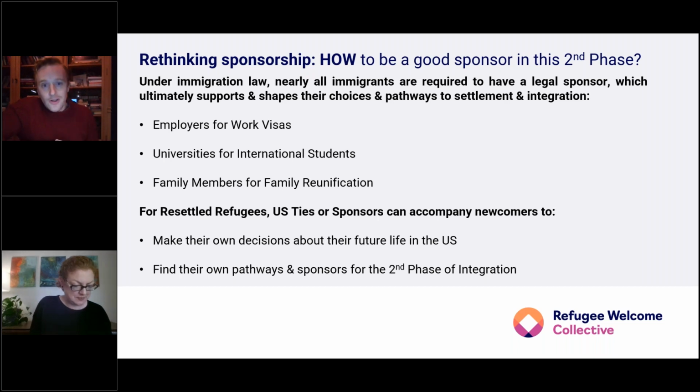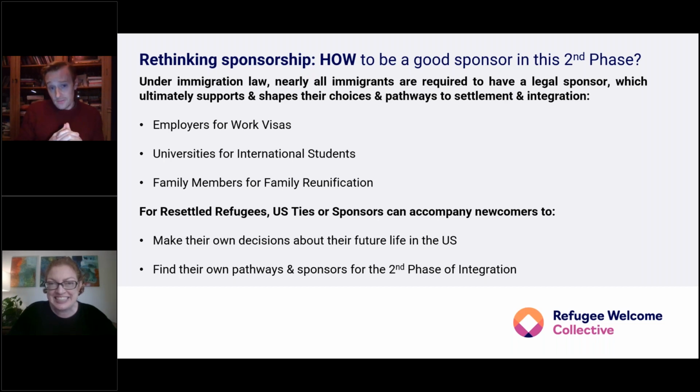If you go to a university as an international student, you're going to get your fellow students, your professors, they'll give you references, they'll build your networks, you'll get a degree. And if you're sponsoring your family for family unification, you're going to be deciding for your family where they live, you're going to help them find a job, you're going to introduce them to friends, to schools, and so on, right?